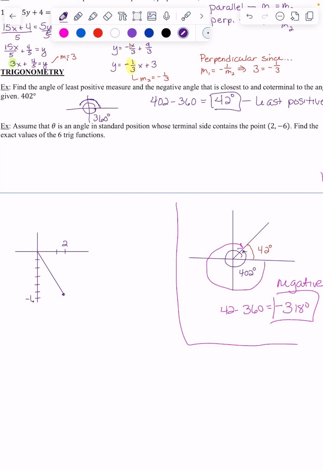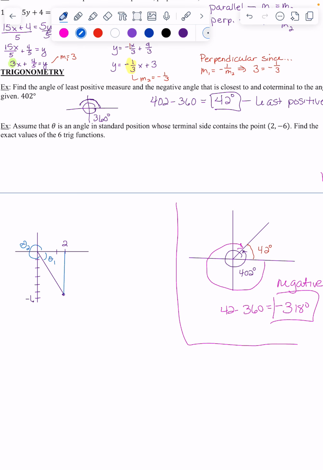Here's the cool part. If I start to make a triangle, what I want is the trig functions for this angle. It's going to be the same as the trig functions for this angle. I'll label this theta 2 and this theta 1. The trig functions for those two angles are the same because it's in the same place.